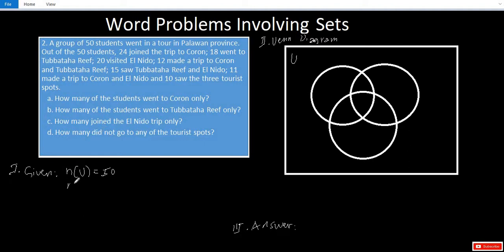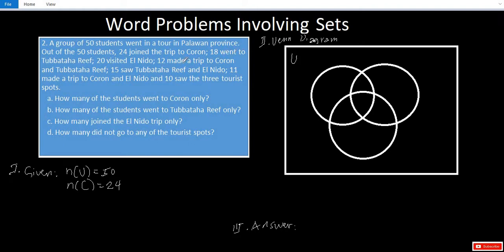Next, let's find the given sets in the problem. We have here 24 joined the trip to Coron. So this is a set. We let C be the set of the students who joined the trip to Coron. So n(C) is equal to 24. There are 24 students who joined the trip to Coron.